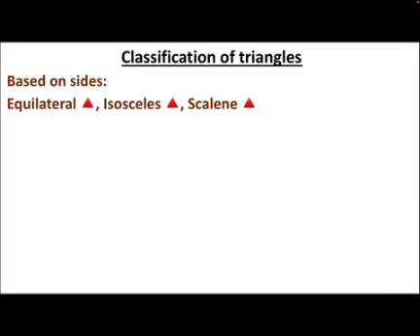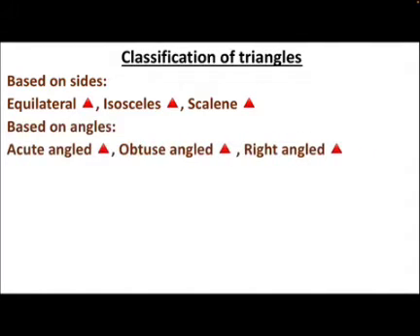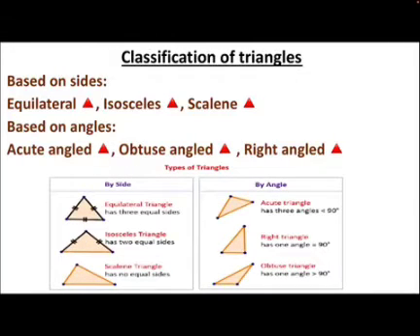One is the acute angled triangle. In acute angled triangle, all the 3 angles are less than 90 degrees. That is acute angle triangle. The next type of triangle is right angle triangle, in which only one angle is 90 degrees. And the third type is obtuse angle triangle, in which one of the angles is greater than 90 degrees. That is obtuse angled triangle. Okay. Now, you can see on the screen the various types of triangles.